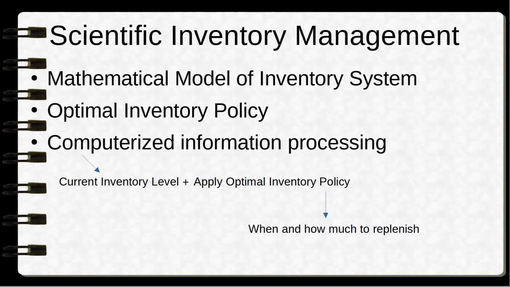So this is scientific inventory management, where you have a model which describes the inventory system. You have an optimal inventory policy with regard to the inventory system that you have. Then you have a computerized information processing system where you know the current inventory level at each and every point, and then you use it. That is, you use the optimal inventory policy and the information on what inventory is available to decide when and how you want to replenish your inventory.